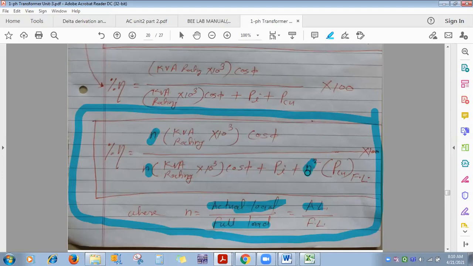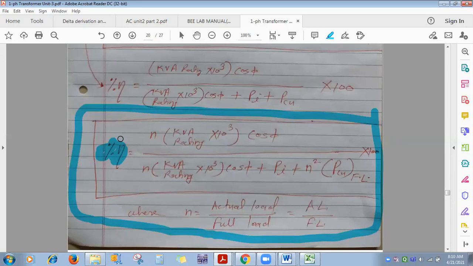Here also 1 square. If it is a half load, then what? Actual load is half of full load. Suppose you get asked to calculate the efficiency at half load. So actual load is what? Half of full load. So half of full load upon full load will cancel. n is equal to half, that is 0.5.